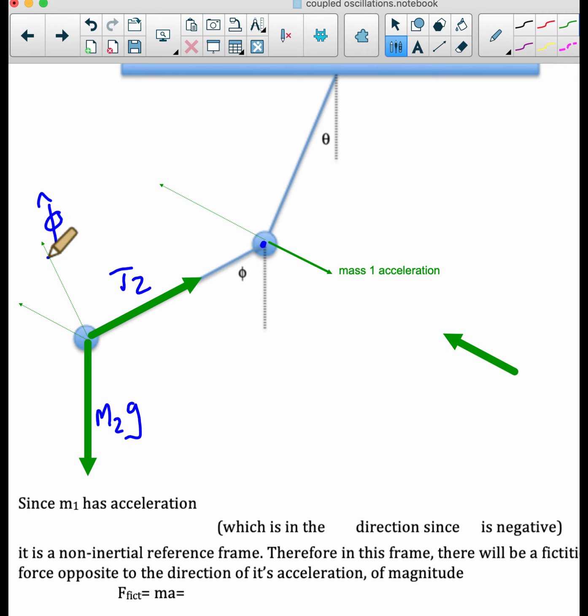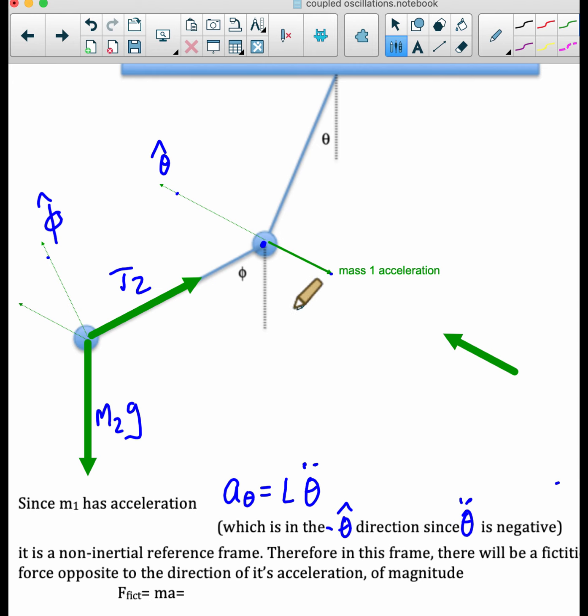Now, because mass m1 is actually accelerating, right? It's accelerating in this direction here, and we just showed above, doing our kinematics, that the acceleration of m1 was L theta double dot. And that acceleration, I mean, theta hat would be in this direction. So this is actually in the negative theta hat direction. That's just because theta is decreasing and theta double dot is actually negative.